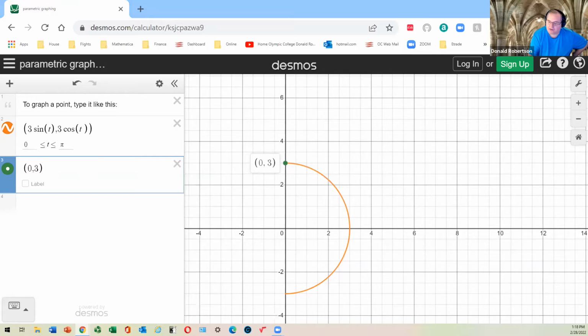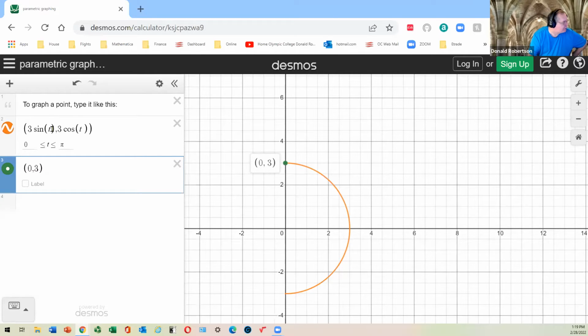Can we call this bit done, or do you want to see another one? Are you comfortable that Desmos can draw a parametric? Last chance, if there's anybody not so sure, I'll do it. Otherwise, I'll call it good.